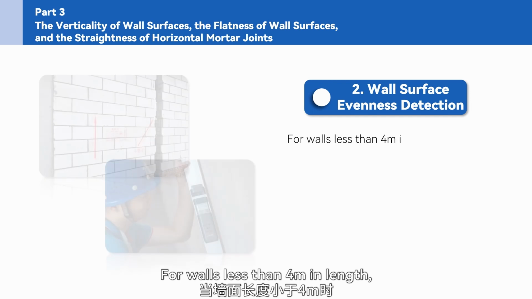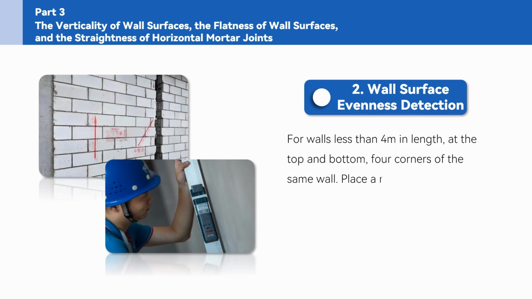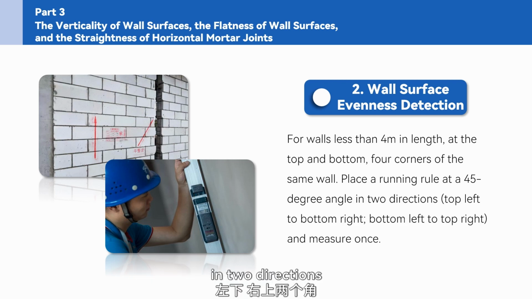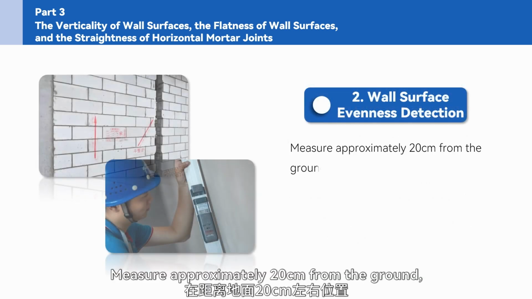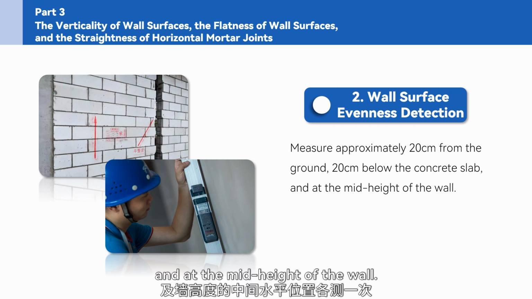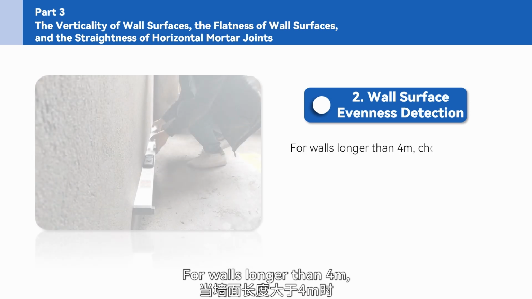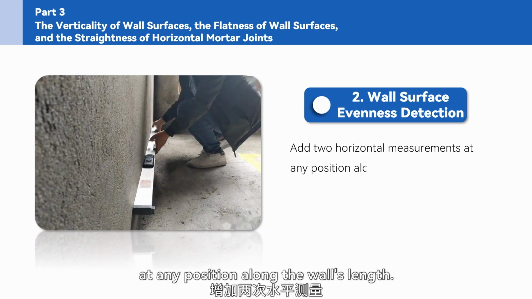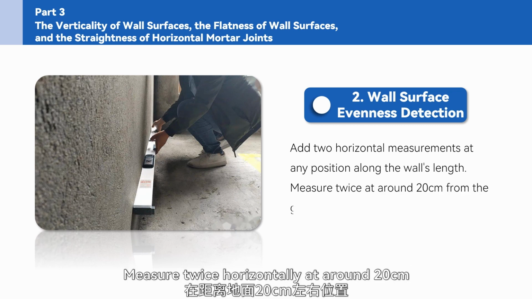For walls less than 4 meters in length, at the top and bottom, for corners of the same wall, place a running rule at a 45-degree angle in 2 directions, top left to bottom right, bottom left to top right, and measure once. Measure approximately 20 centimeters from the ground, 20 centimeters below the concrete slab, and at the mid-height of the wall. For walls longer than 4 meters, choose any 2 directions at the 4 corners of the wall, and measure once. Add 2 horizontal measurements at any position along the wall's length. Measure twice horizontally at around 20 centimeters from the ground.